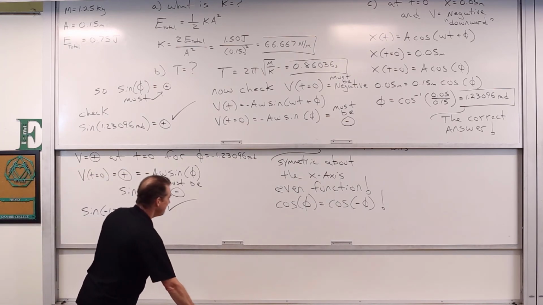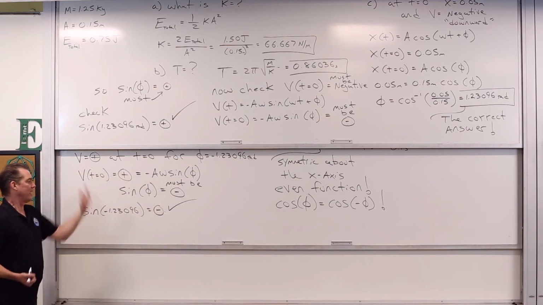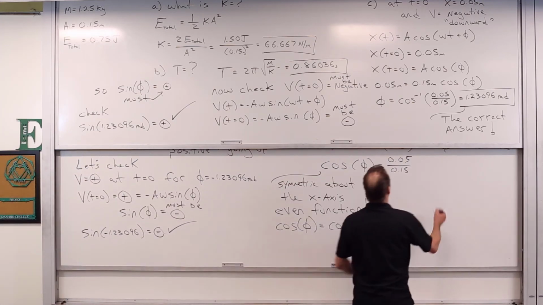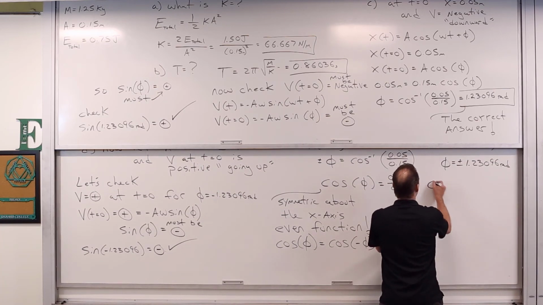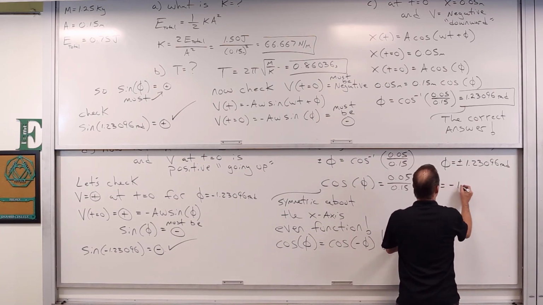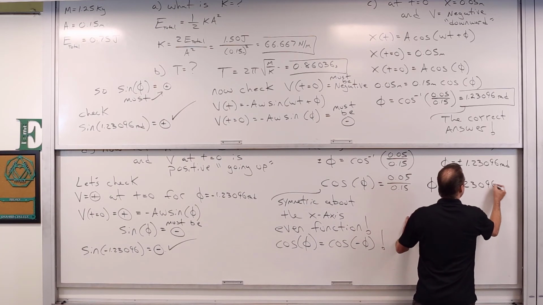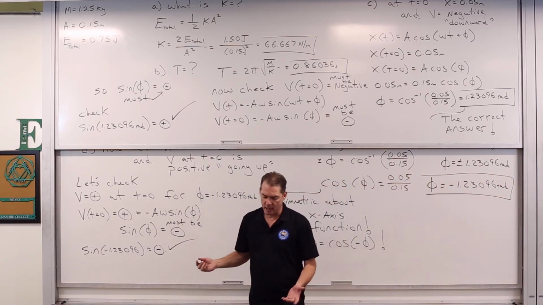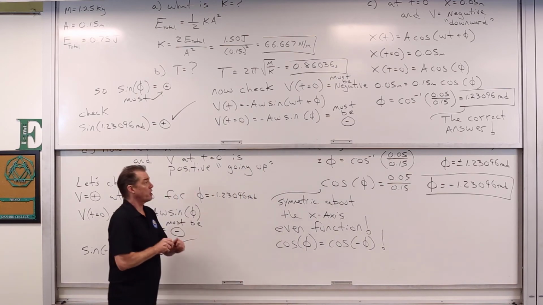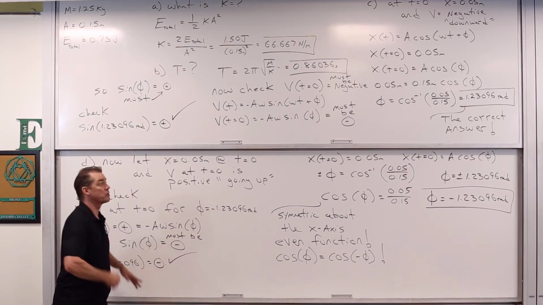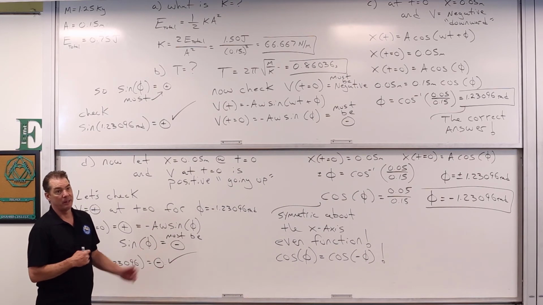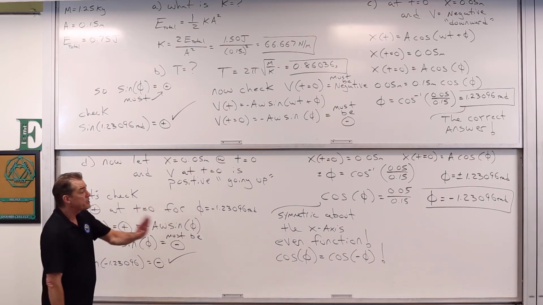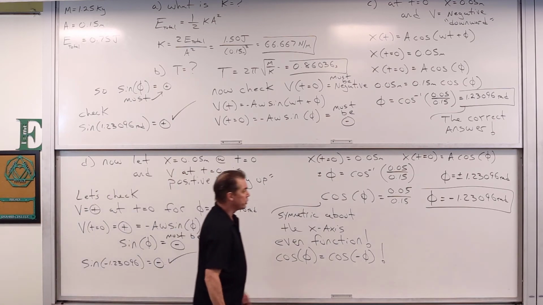So what does that mean? Well, that means the object's going upward. That's what we wanted. So the correct answer is phi is equal to negative 1.23096 radians. So the point with this is that you got to be careful. You got to make sure that you're taking into account the direction that the object's moving at t equals 0 as well. Because there's two possibilities. It could be going up, it could be going down. And there's a particular phase constant that gives you the right one.